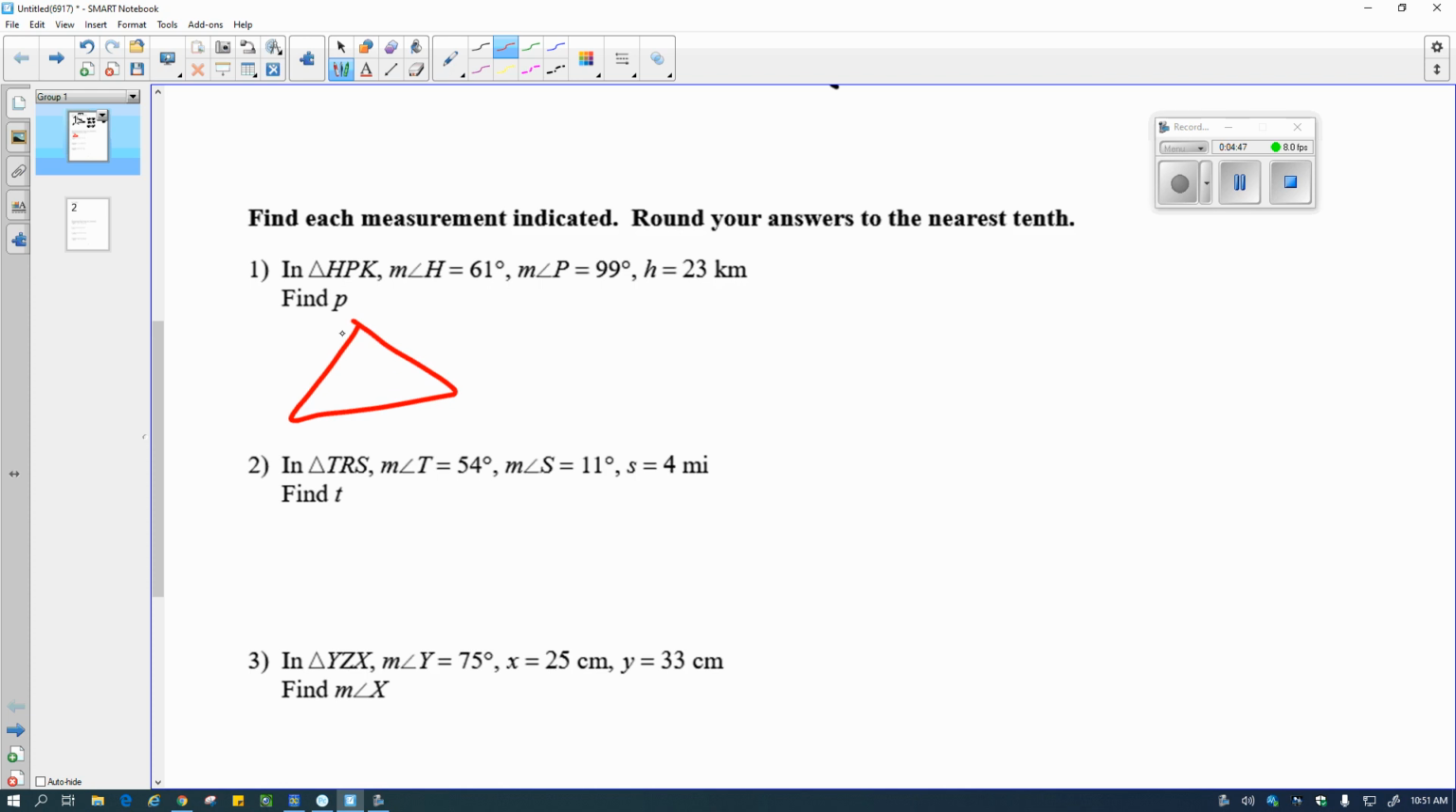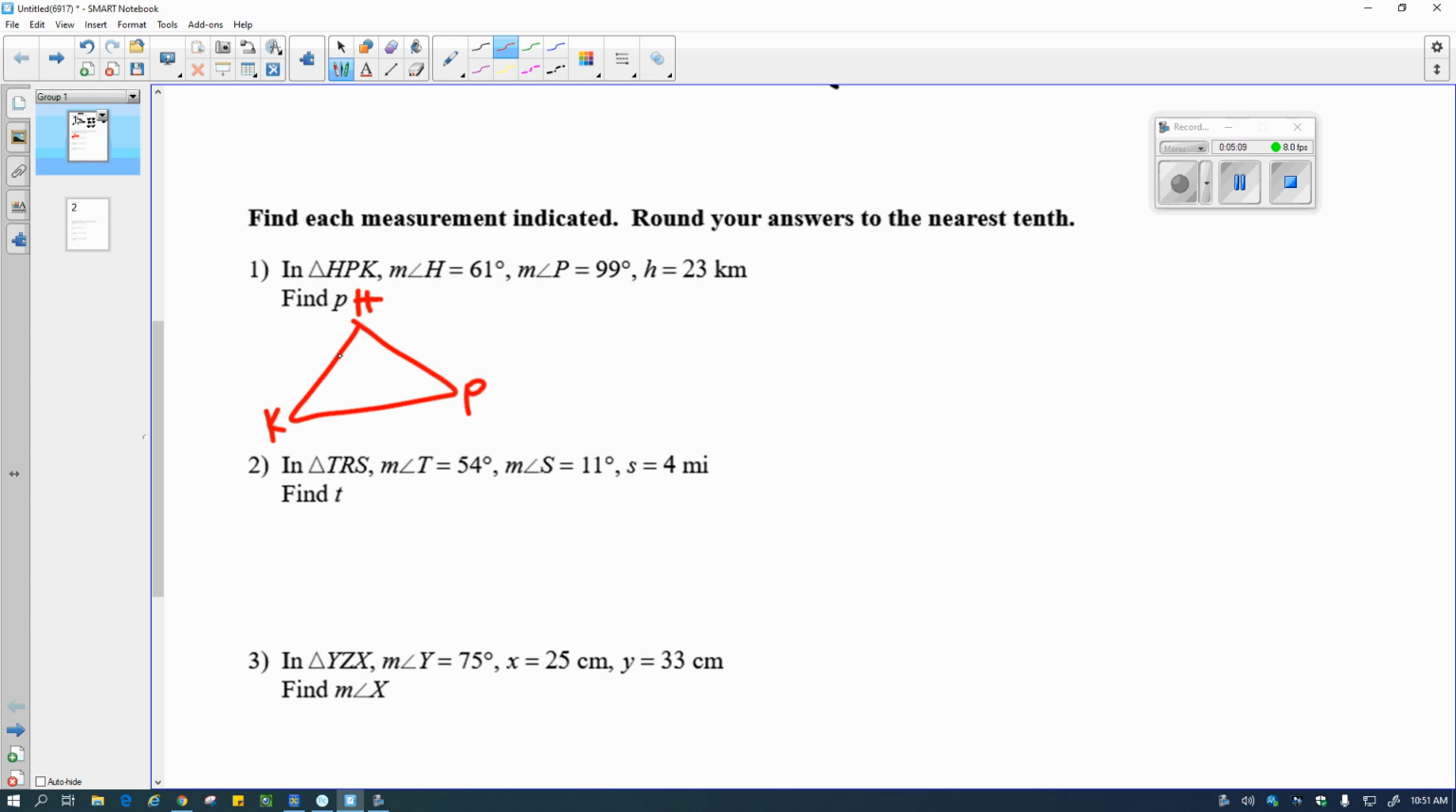First thing I'm going to do for these problems is draw my triangle. And again, I said I start off with the law of sines because I think the law of sines is easier than the law of cosines. And when you set up your triangle, label your angles, label your parts, label your corners, your vertices, H, P, K, this one's called.